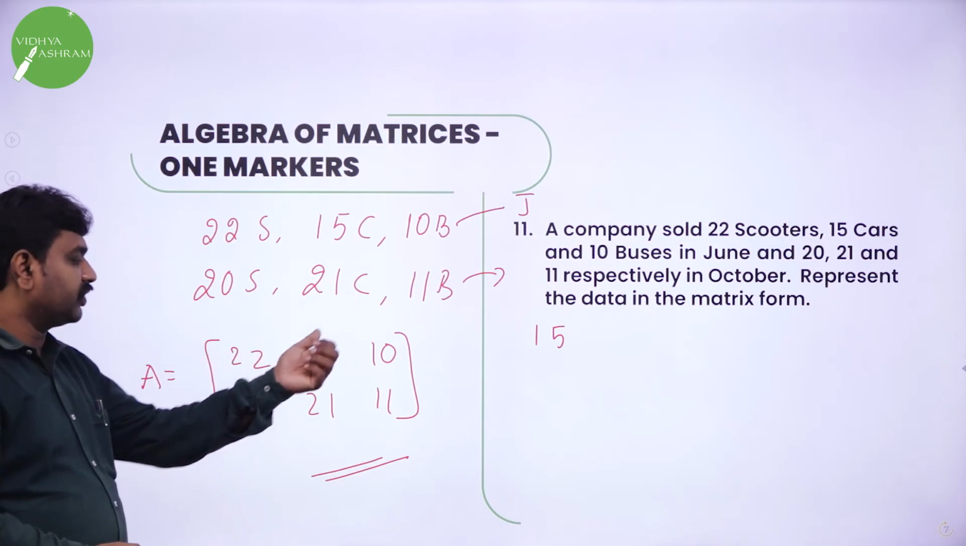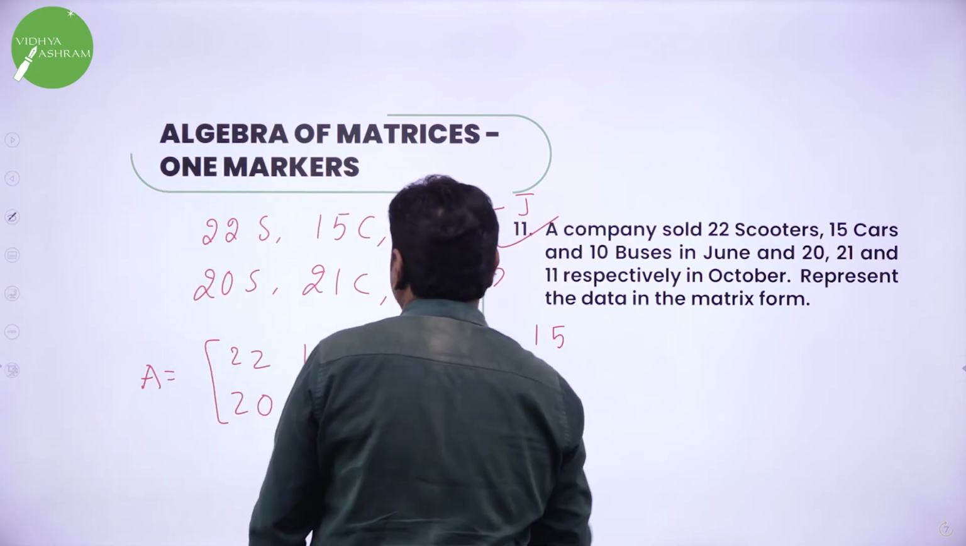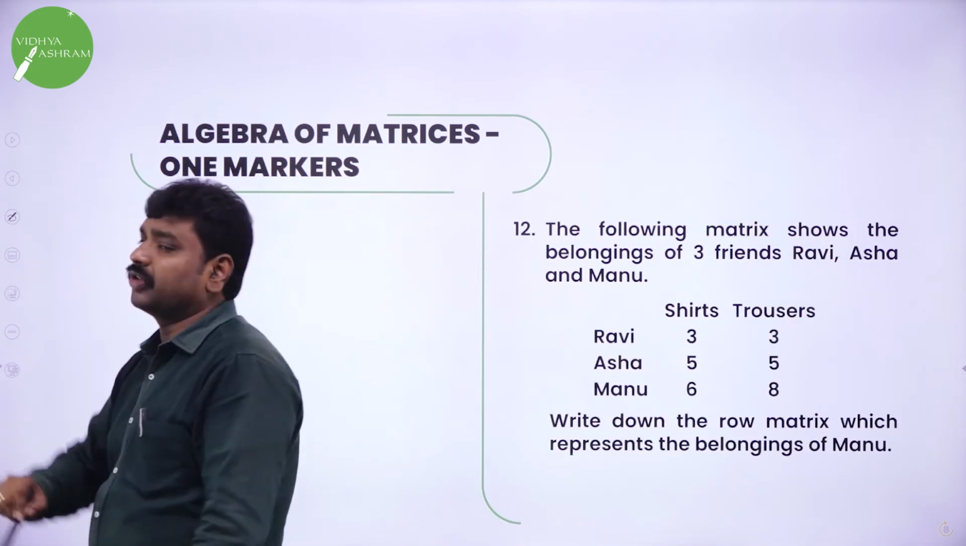A is equal to 22, 15, 10, 20, 21, 11. They want you to represent, we have represented. And another important format.